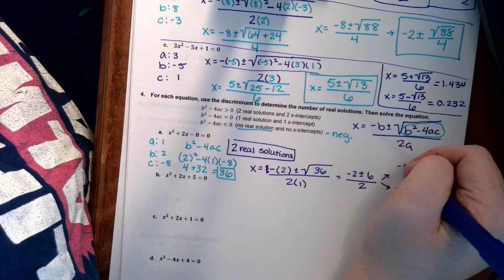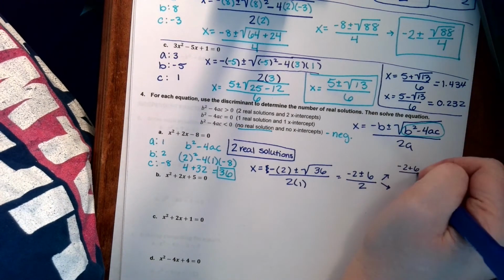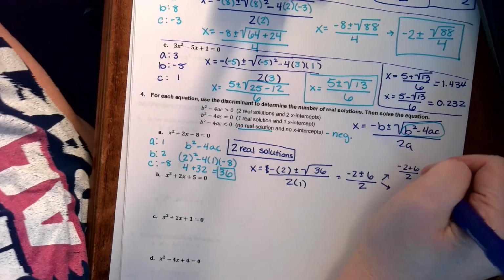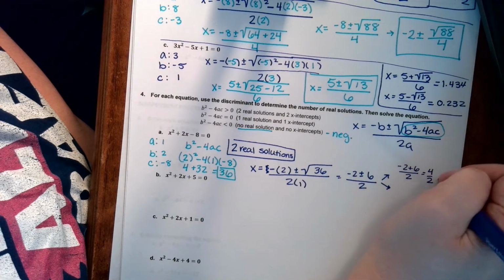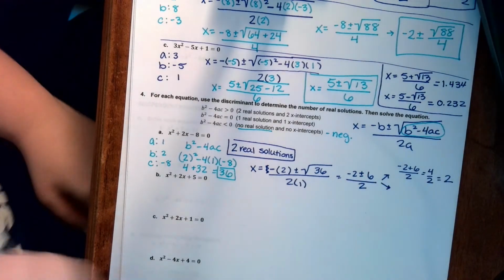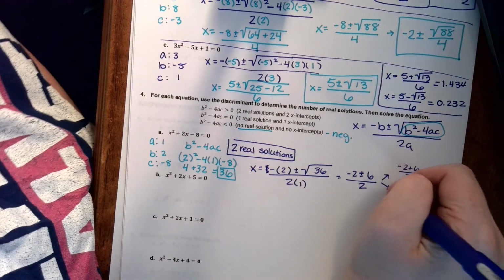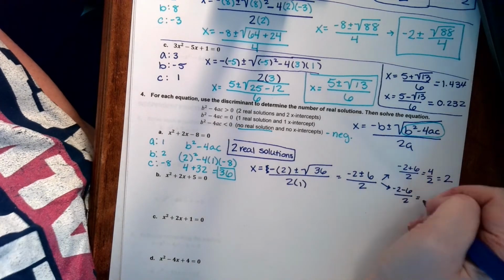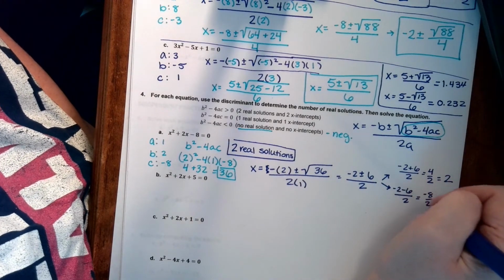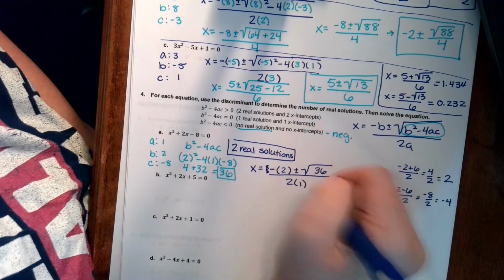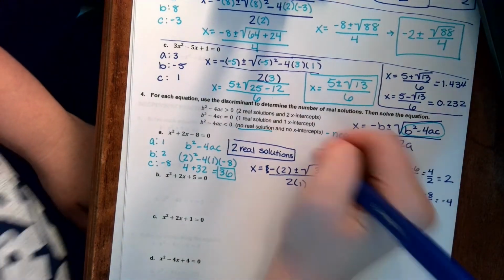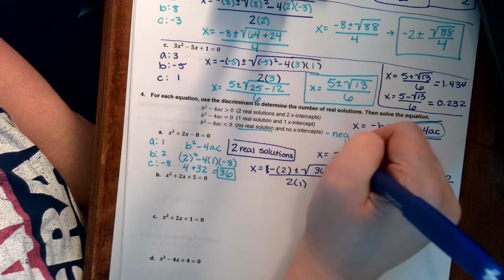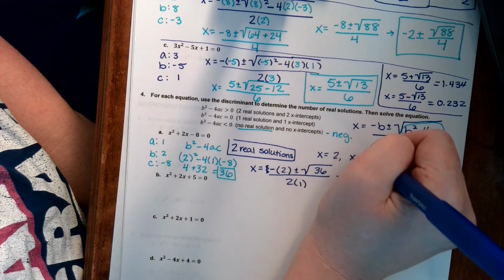Okay? Now we can actually come up with pretty solutions for this. I'm excited. So we get negative 2 plus 6 divided by 2. Well, negative 2 plus 6 is 4. And 4 divided by 2 is 2. Then we also have negative 2 minus 6 over 2, which is negative 8 over 2, which is negative 4. So our two solutions are x equals 2 and x equals negative 4.